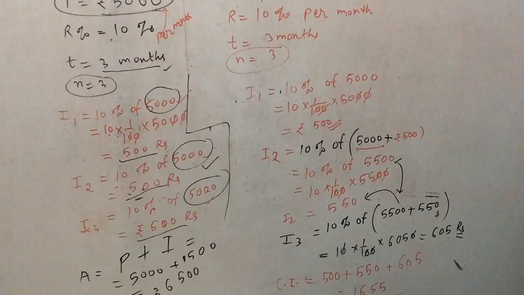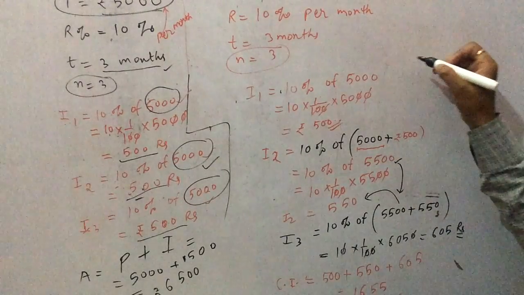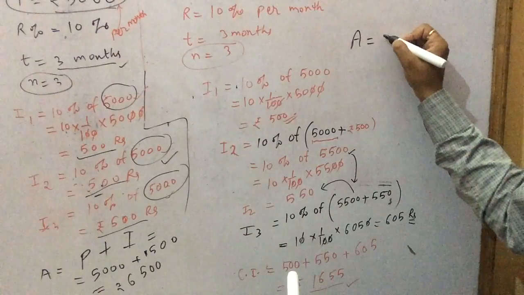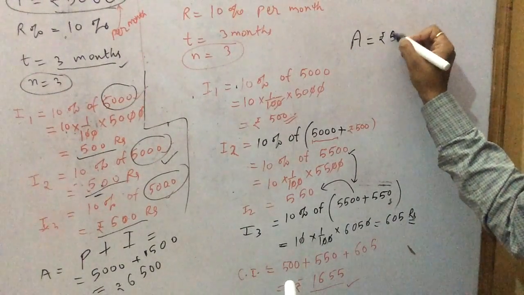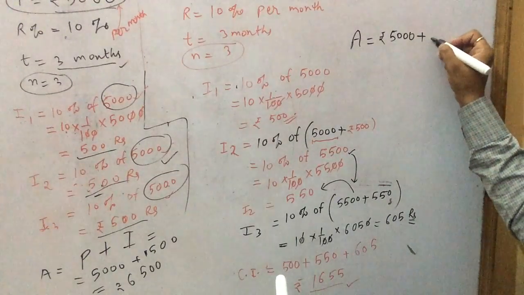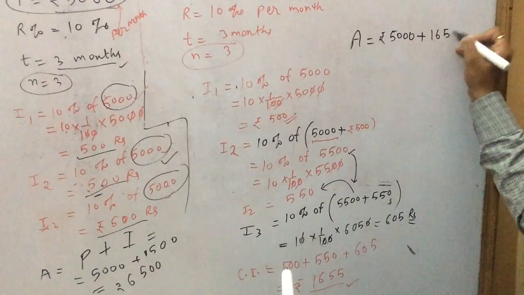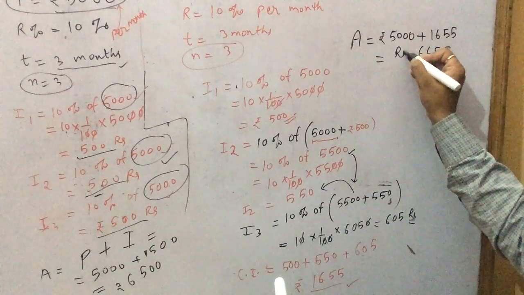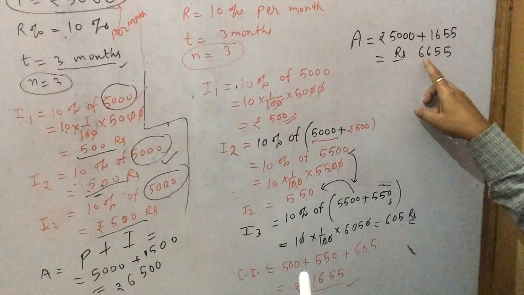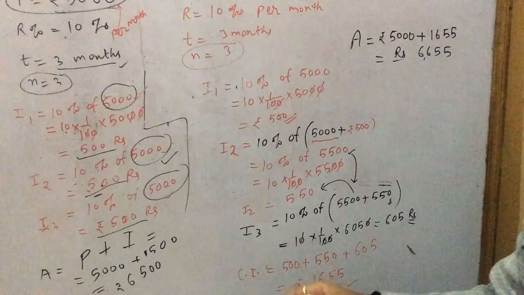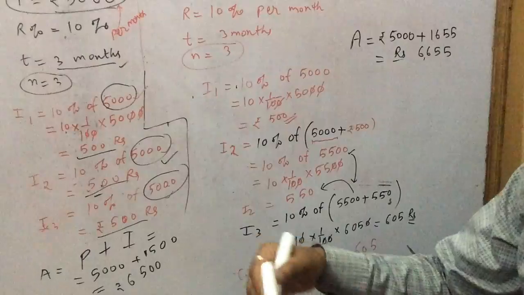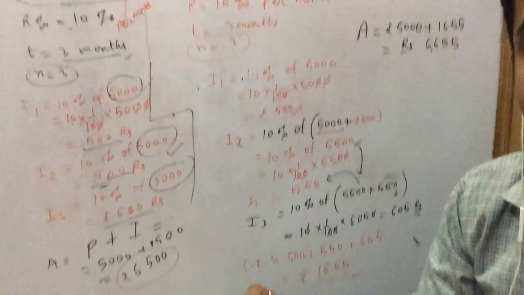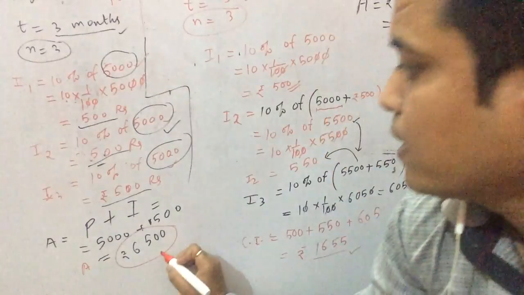Now you need to find the amount. When you calculate the amount, what would you receive? The amount would be the principal, rupees 5000, plus the compound interest. What is the compound interest? 1655. So you will get 6,655. Here you see, you'll receive 6,655. And what was the amount when you were applying simple interest? The amount was 6,500.